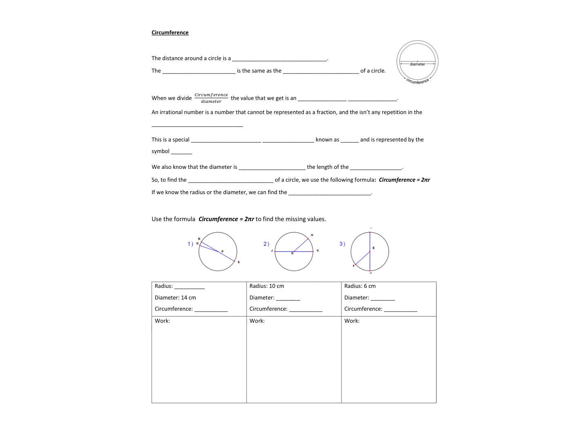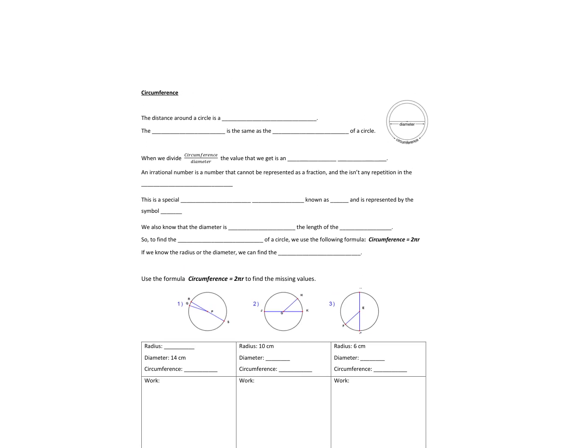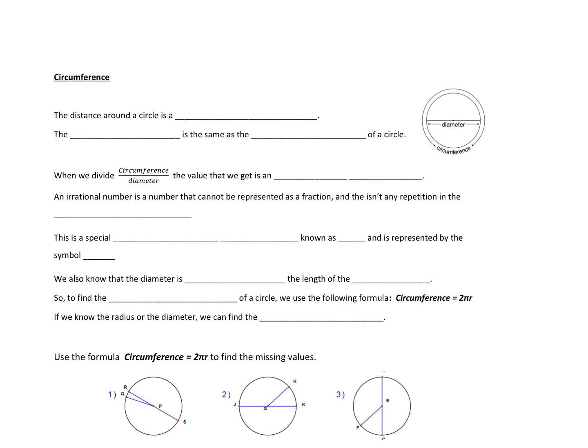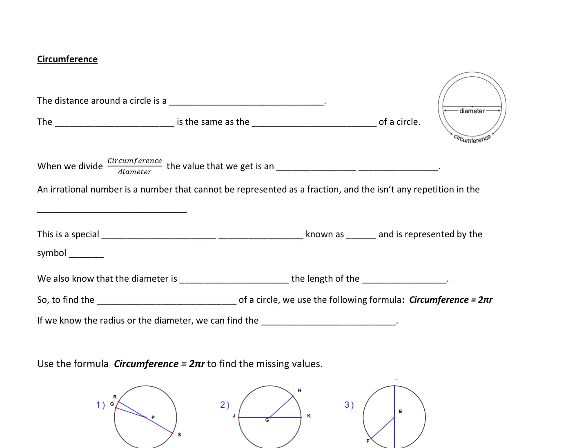Now comes the fun part. We're going to use that information about radiuses and diameters to calculate the circumference. The distance around a circle is its circumference. The circumference is the same as the perimeter, but it's given a special name because it is circular.